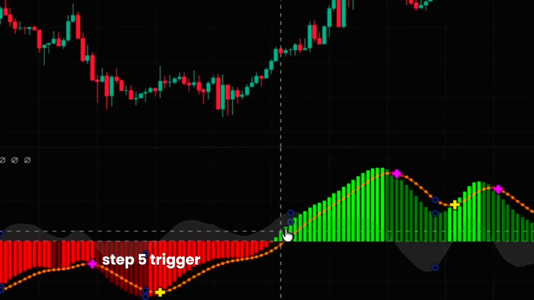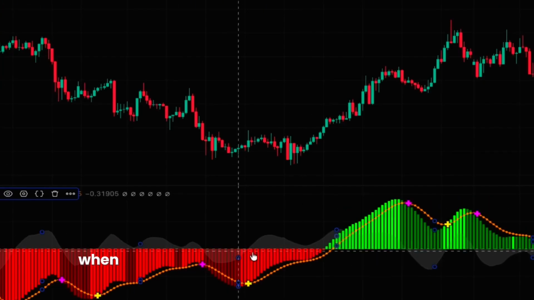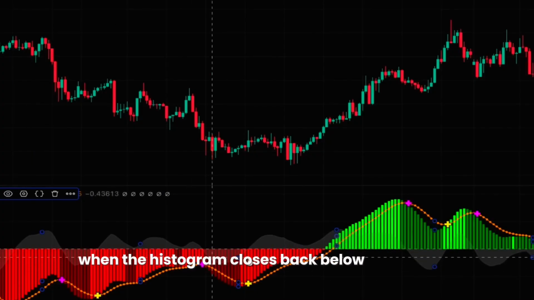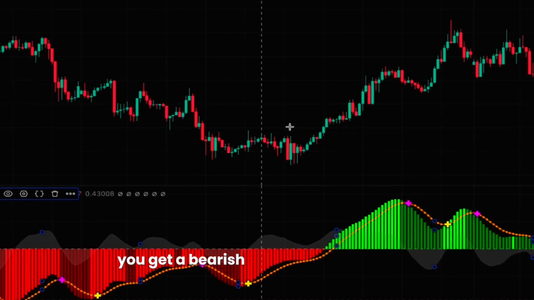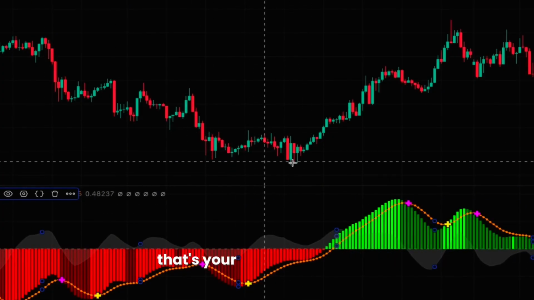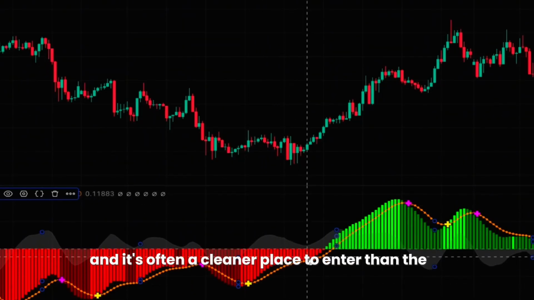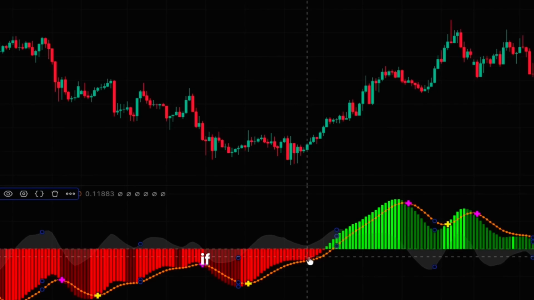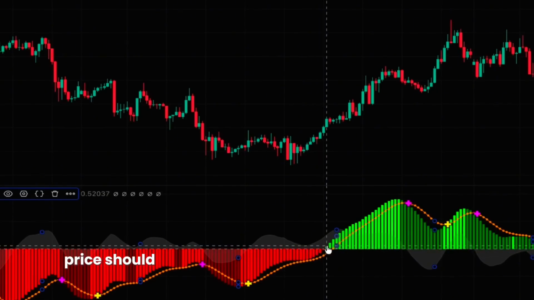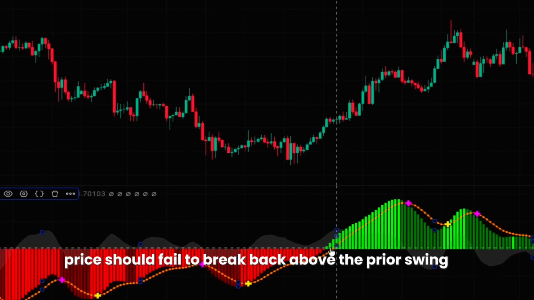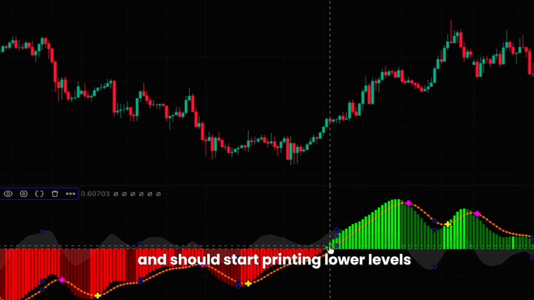Step 5. Trigger the entry after the pullback ends. When the histogram closes back below the signal line, you get a bearish momentum signal again. That's your pullback ended clue. And it's often a cleaner place to enter than the first zero-line cross. If the reversal is real, price should fail to break back above the prior swing high and should start printing lower levels as bearish momentum reasserts itself.